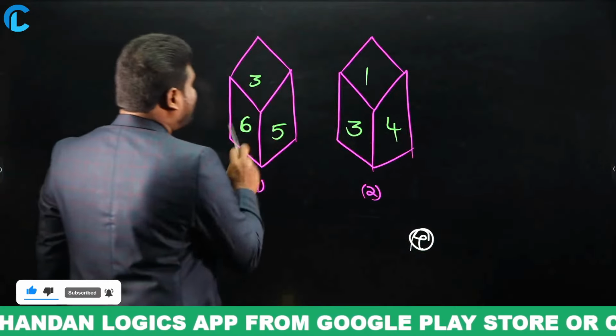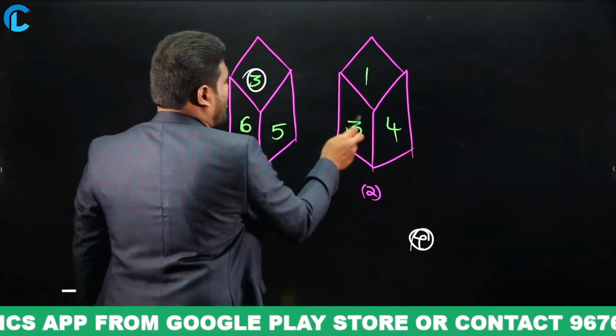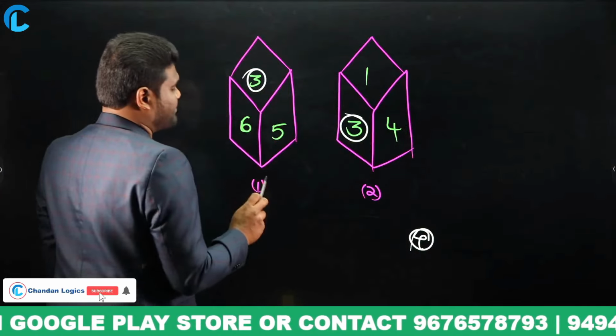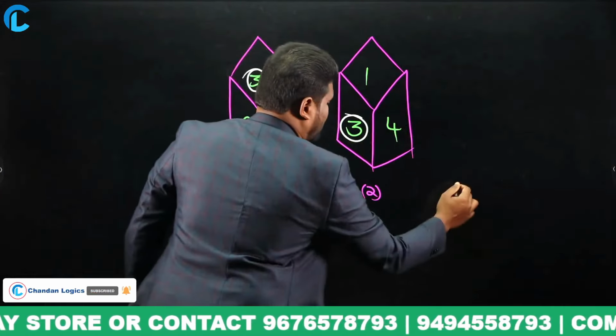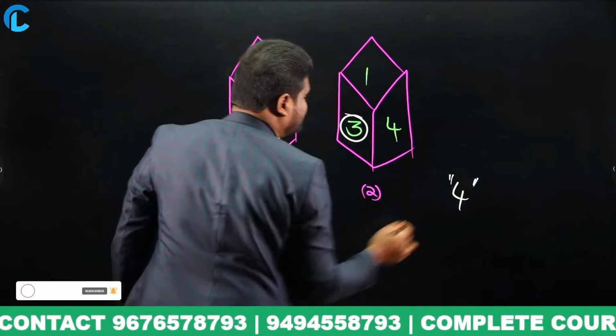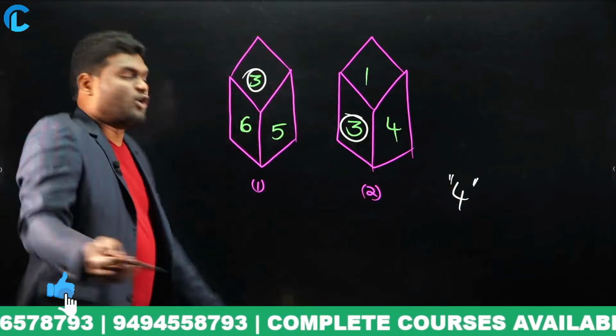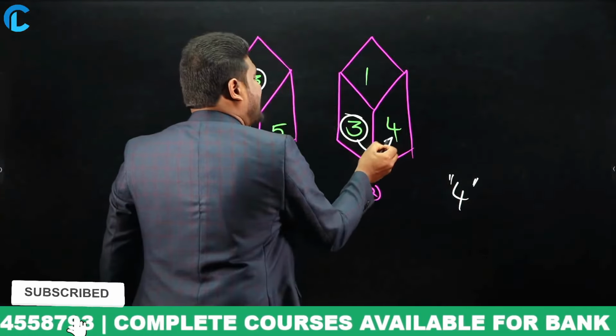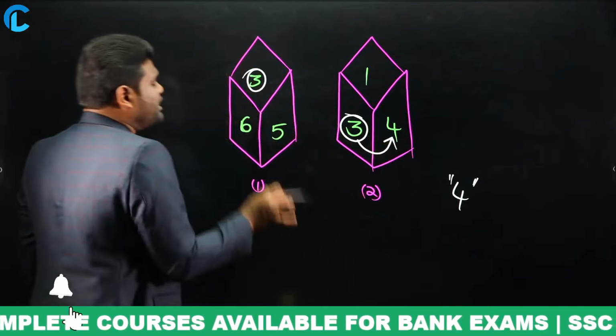First check how many elements are common. Here one element is common, that is 3. Now I need what is opposite to 4. Now check with respect to 3, where is 4? With respect to 3, immediate anti-clockwise is 4. The same thing you have to apply here.